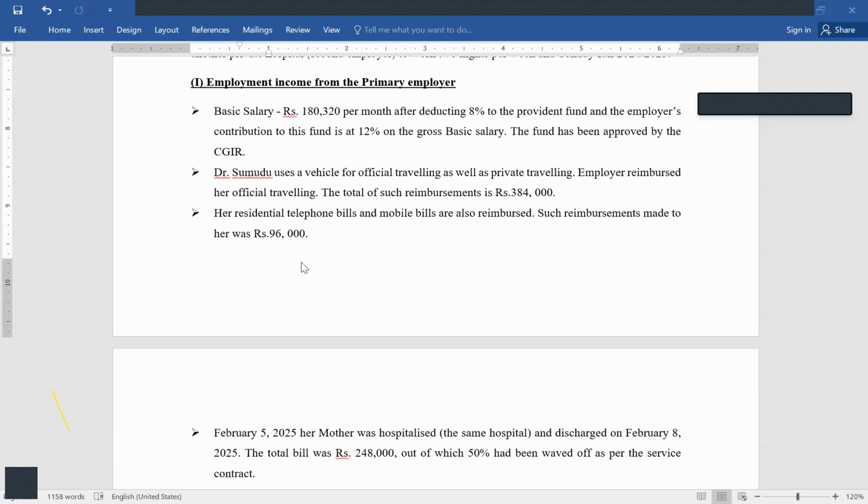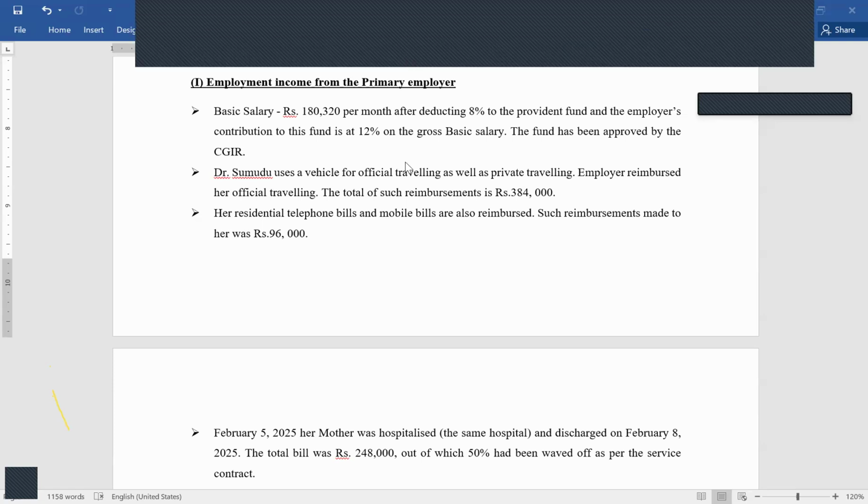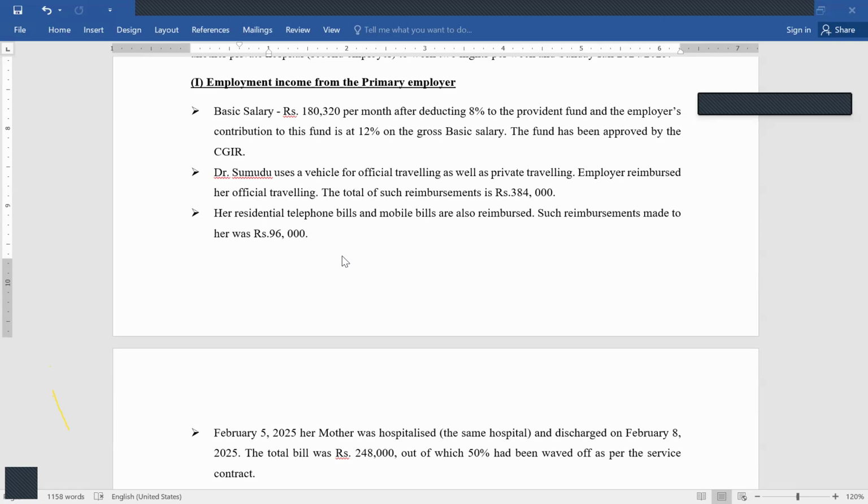Now separate these two situations and look at them. What is the difference between the first situation and the second situation? It is not necessary to consider whether this vehicle is Dr. Sumudu's or the employer's vehicle. It doesn't matter whose vehicle it is. The expenditures incurred by Dr. Sumudu: in the first scenario, that is for an official purpose. In the second scenario, it is for a private purpose.